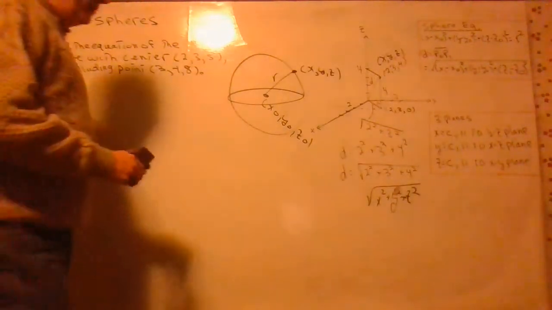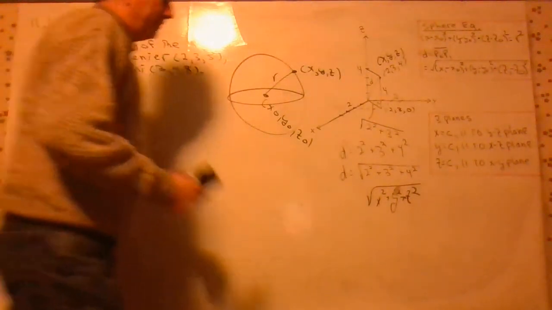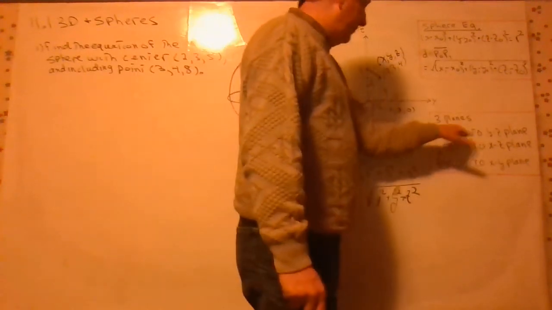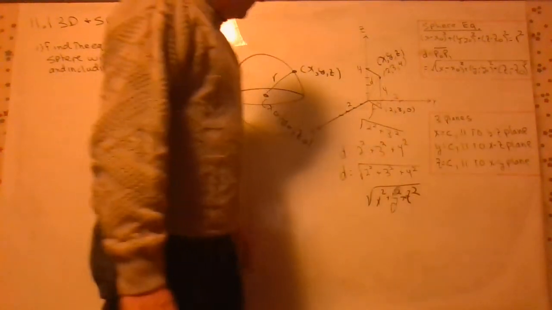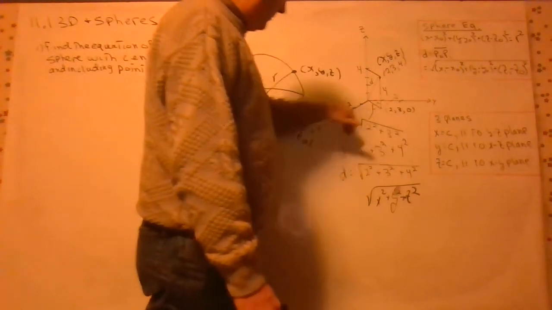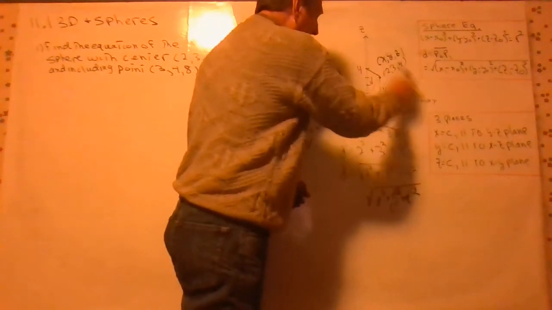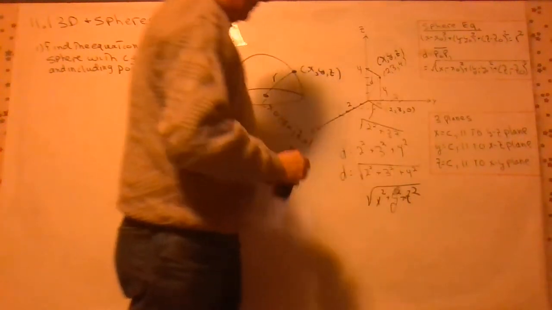Three simple planes. We'll talk about plane equations in general, but three simple planes. X equals c is parallel to the yz plane. So for instance, x equals 2 would be a plane that would intersect the x-axis at 2, and it would be parallel to the yz plane. It would stick out from the board.